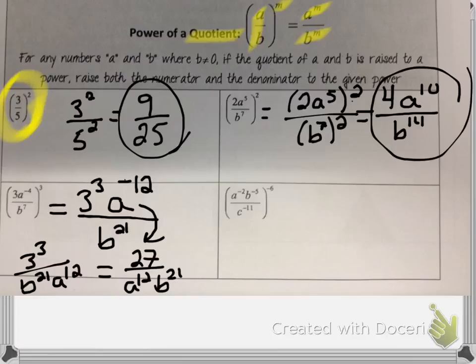And let's not worry about the last one because there's just too many negative exponents. Alright, so I think that's it for power of quotients.